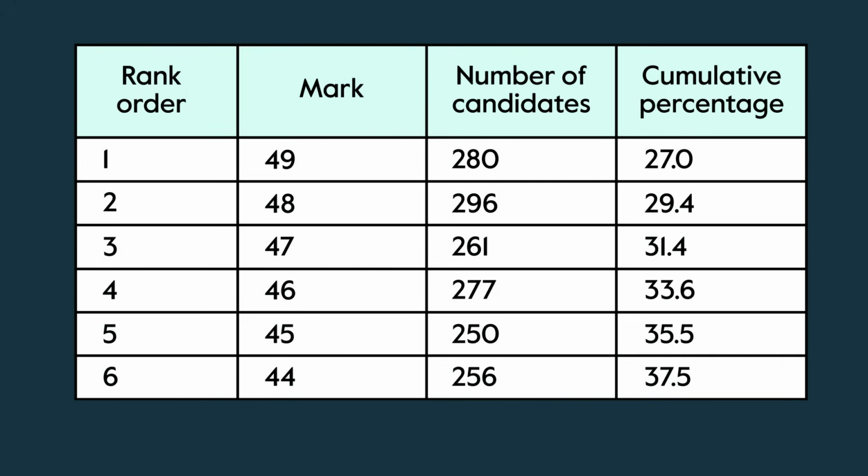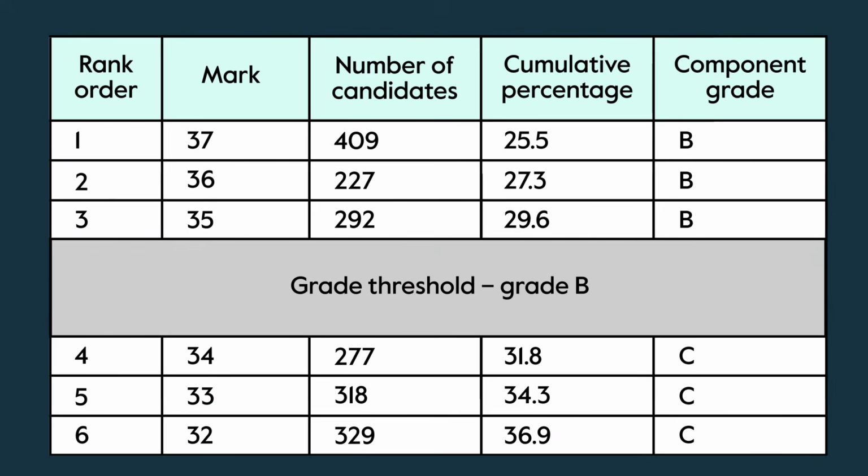When we know the candidate's position in the rank order, we look at the rank order for the component the candidate did not sit. We then place the candidate in the rank order position that is closest to the cumulative percentage they achieved for the component they sat. This tells us the component mark that should be given for this place in the rank order. We award that mark to the candidate as an assessed mark.